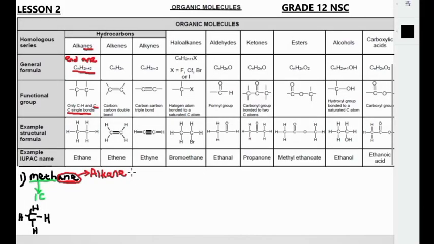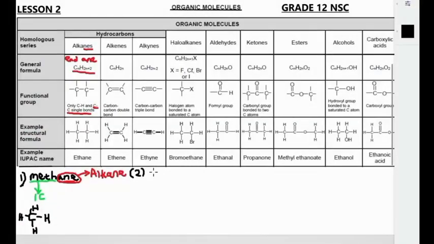Now, let's look at the second example, all right? When we're looking at 2 carbon atoms, remember we said eth means 2. So let's look at ethane. Eth means 2, all right?